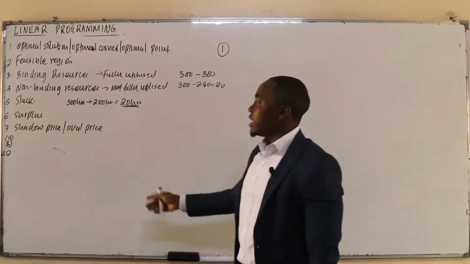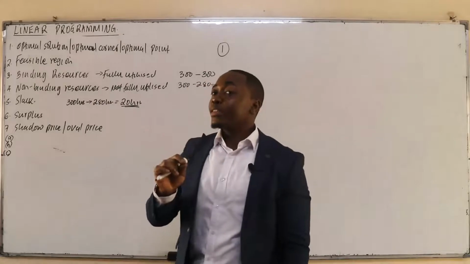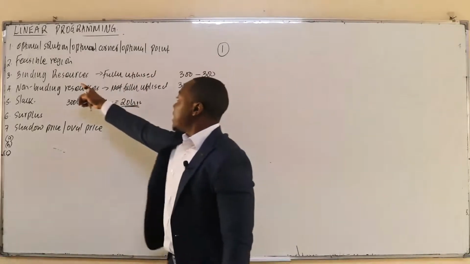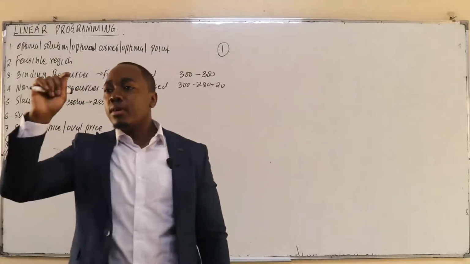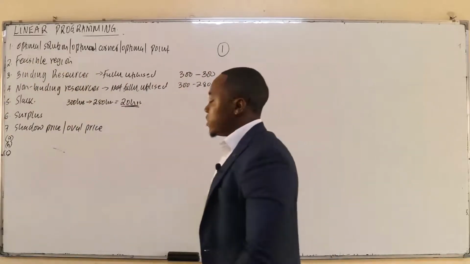That's why we say that for non-binding resources, shadow price is always equal to 0, because we have unutilized resources. But for binding resources, they are fully utilized. For you to produce an extra unit, you have to acquire more. So now the question is, for you to acquire more, how much will you pay? That's what you call the shadow price. Good.